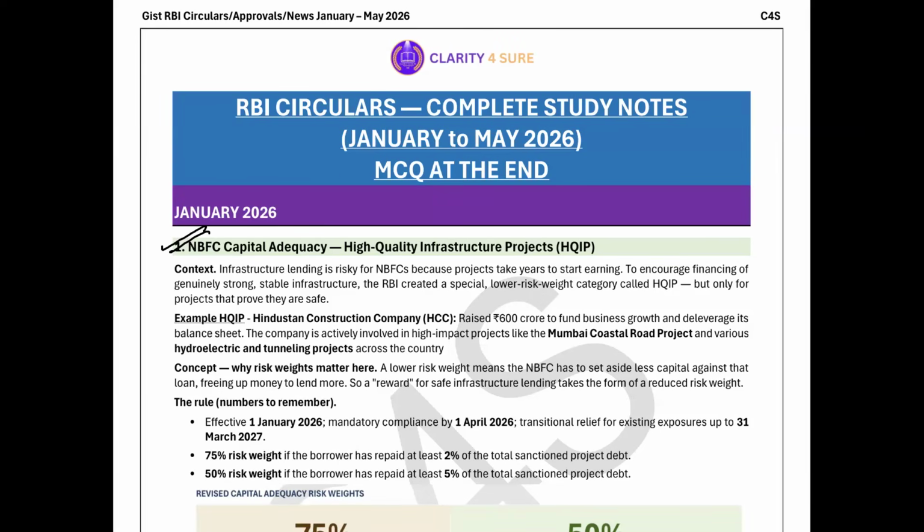समझ में आया? Now, please try to understand the important numbers. Important numbers try to understand. Repayment level and risk weight. That is given over here.